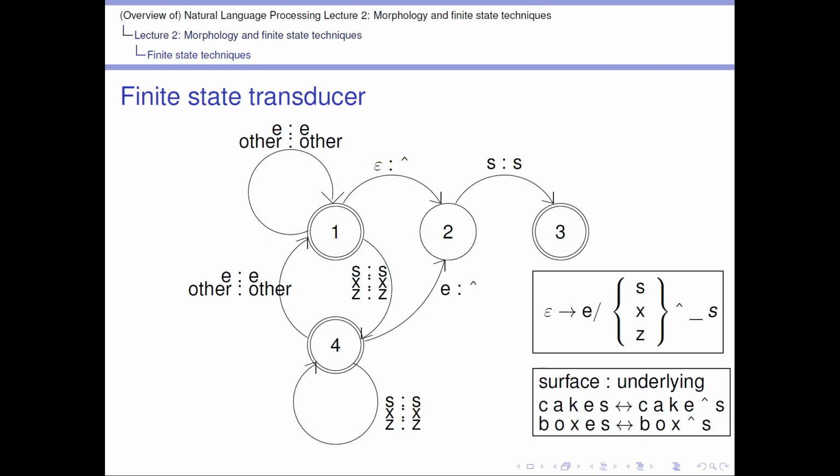Let's go back to this previous diagram. So "other" here doesn't mean anything other than E. It means anything that isn't specified on any other branch coming out of 1. So this is everything except S, X, Z, and E has been marked explicitly here as well. It means the whole vocabulary set difference with the ones which are on arcs coming out of the same node.